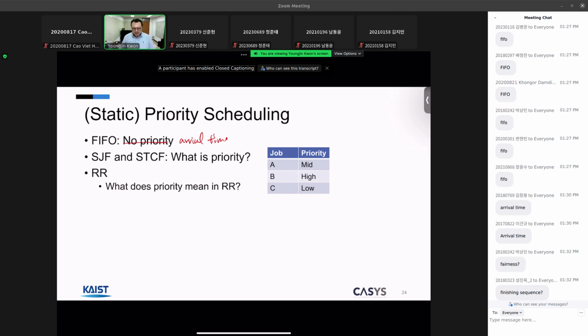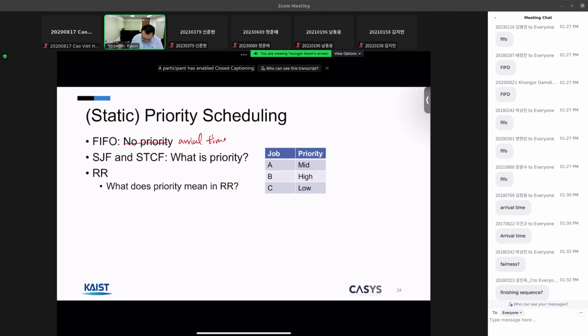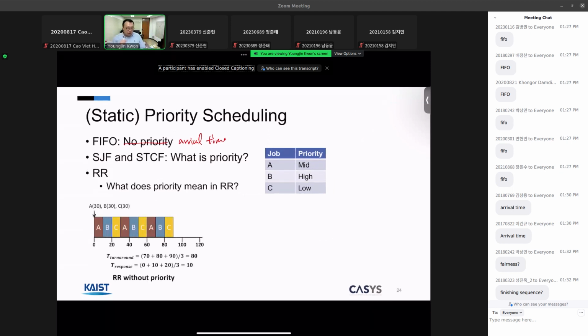Finishing sequence. Okay, let's take a look at this example. Here, this is a round robin without priority. So let's say this is our priority. Given this, draw the scheduling diagram of priority-based round robin. For time slot 10, which tasks are executed?